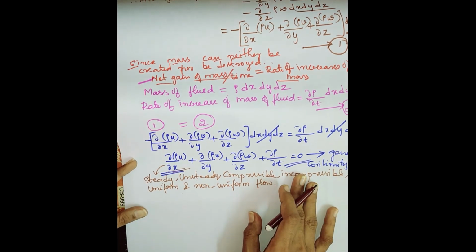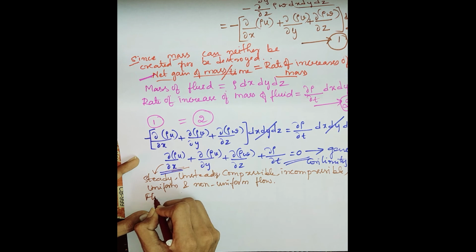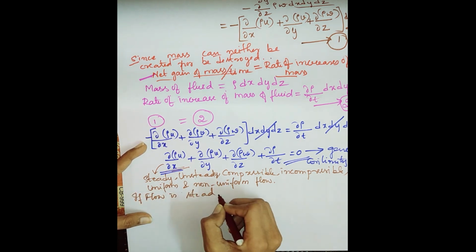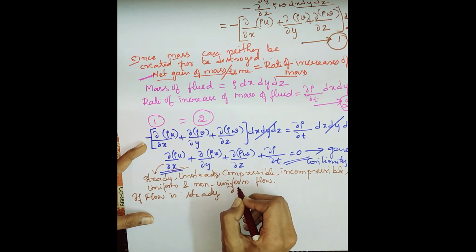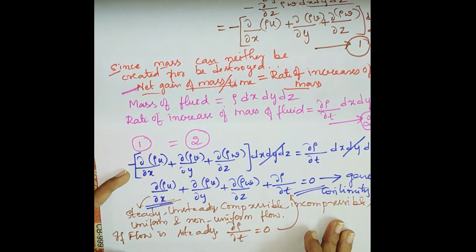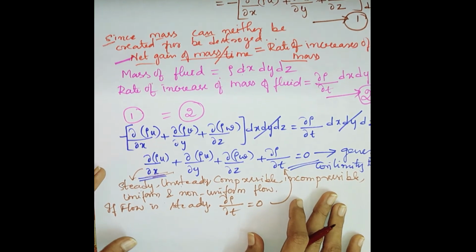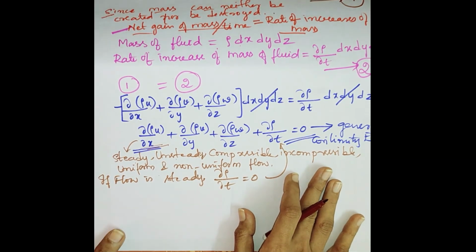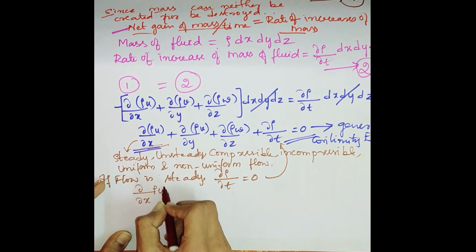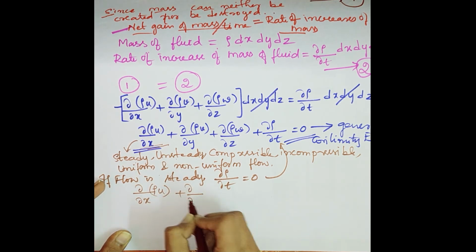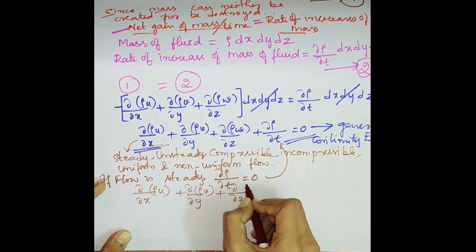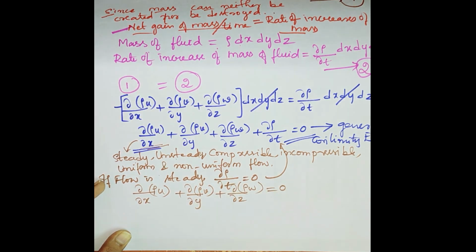If we consider the flow to be steady, then dou rho by dou t will be equal to 0. So we'll apply this in this equation. If you consider the flow to be steady, you will get the equation dou by dou x of rho into u plus dou by dou y of rho into v plus dou by dou z of rho into w is equal to 0.